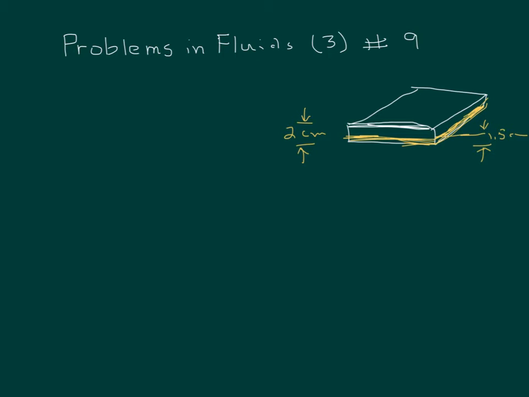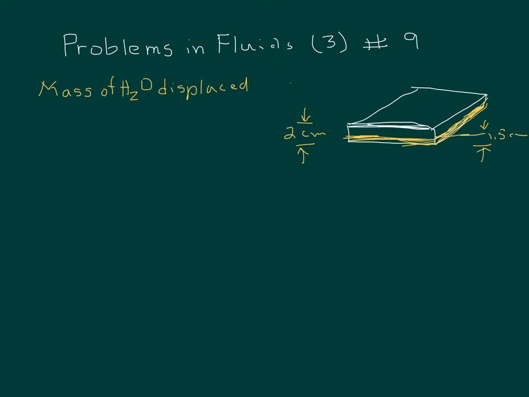Problems in Fluids 3, number 9. A 2 centimeter thick block of soap floats in water with 1.5 centimeters of the bar submerged. If the block is moved to a tub full of bath oil, density 900 kilograms per cubic meter, how high on the side of the soap will the oil reach?